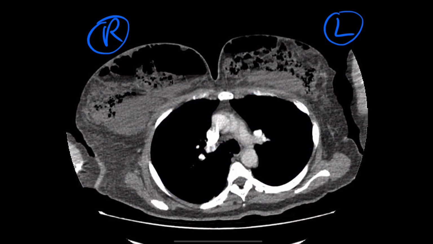We are actually also seeing the ascending aorta and the descending aorta. So we're in the thorax then. We can see left breast, right breast. Now, does that look normal? No. So I think anyone can see that there is air. There is tons of air.